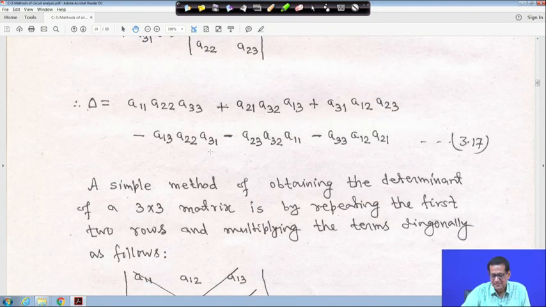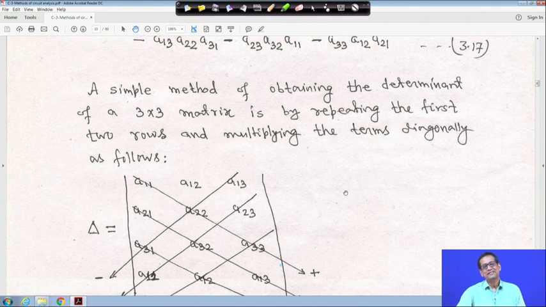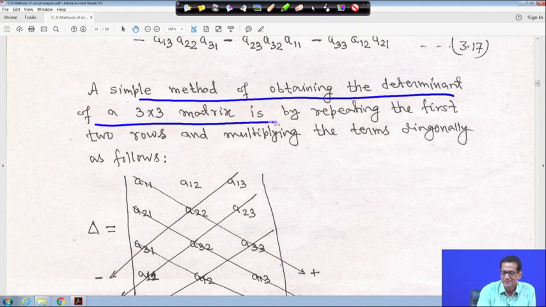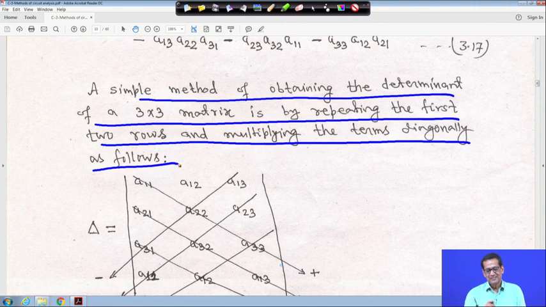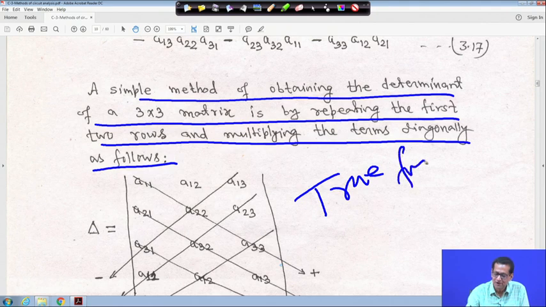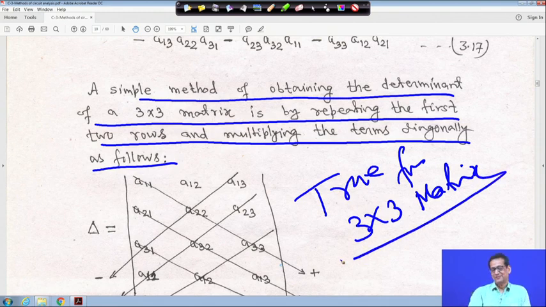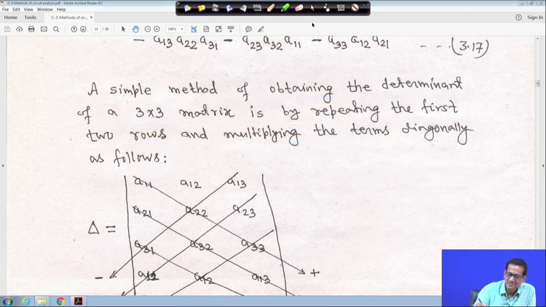Another thing is that this method is just true for a 3 into 3 matrix. Remember, there is one technique: a simple method for obtaining the determinant of a 3 into 3 matrix is by repeating the first two rows and multiplying the terms diagonally as follows. It is a very simple thing, but remember, it is only true for a 3 into 3 matrix, not 2 into 2, not 4 into 4, but this will be very useful for you, and you will see how quickly you can obtain it. So, let me clean it.